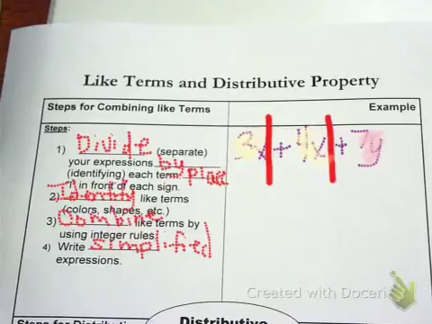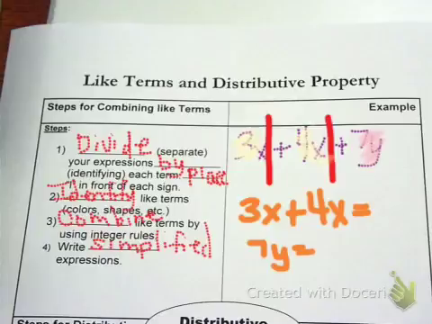Then we're going to combine the like terms. So let's go through and combine our X's and then combine the Y. So I'm going to write it down here. I'm going to combine the X: 3X plus 4X. Then on the next line, I'm just going to write 7Y because that was different. When I combine 3X plus 4X, I get 7X. Again, I keep the last name.